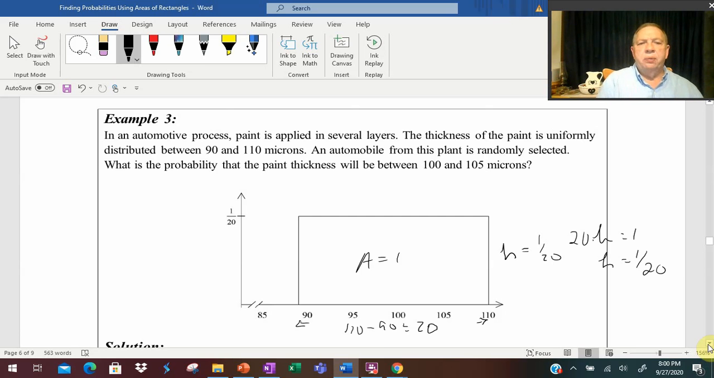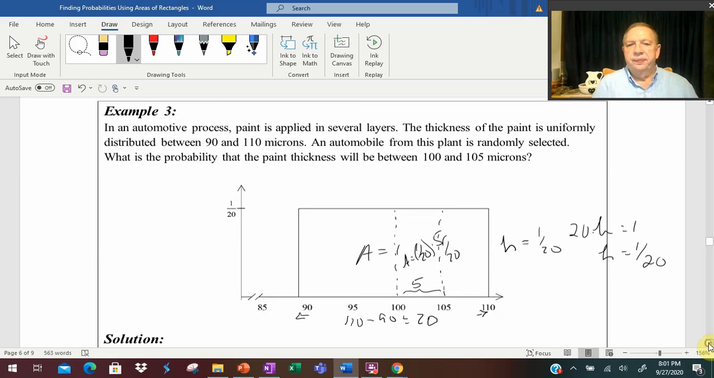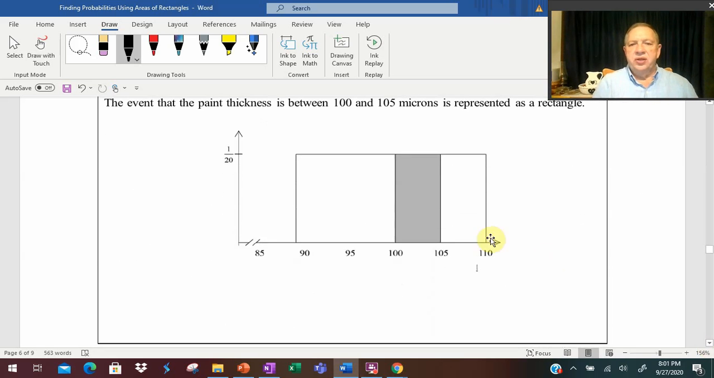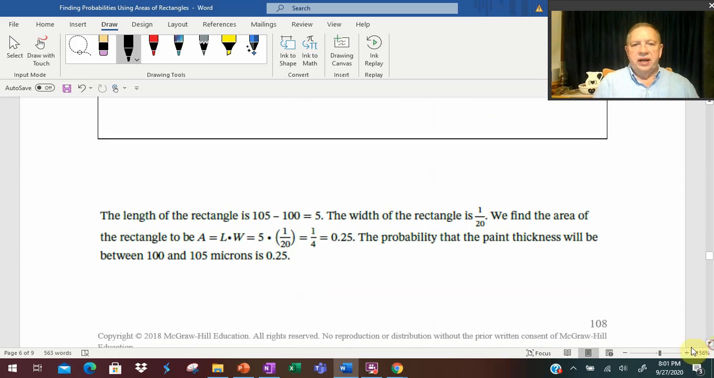So what is the probability that the paint thickness will be between 100 and 105? So I've got a line here between 100, 105. 105 minus 100 is 5. I know the height is 1/20, so the area in here is the 1/20th times 5. 5 over 20, the 1/4. Okay, so there's the little curve in here. This is the area that we want to find. The width is 5. The height is 1/20, so that is just 0.25.